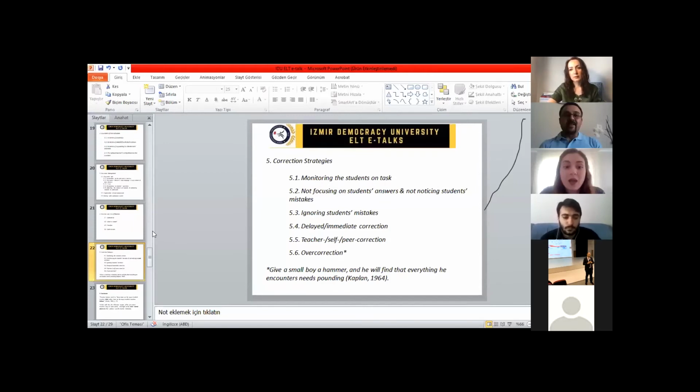If you have a look at the saying by Kaplan, give a small boy a hammer and he will find that everything he encounters needs pounding. So I also observe this very often in my classes. Some pre-service teachers are like this. I should find a mistake and I should immediately correct it, even for the sake of fluency. So it's not a good error correction strategy. It's discouraging for most of the students.